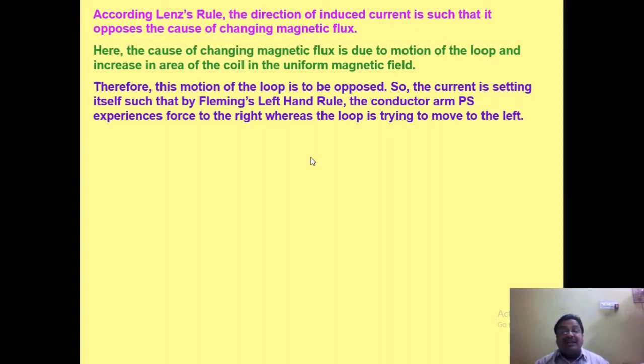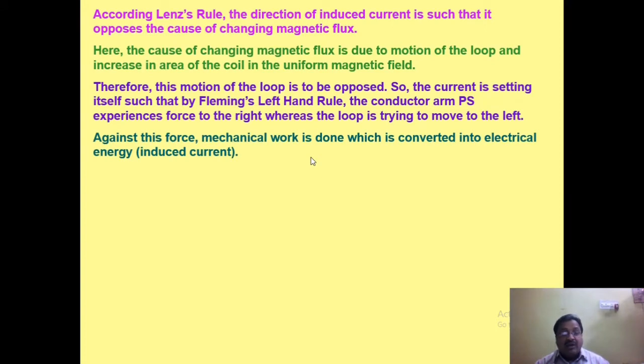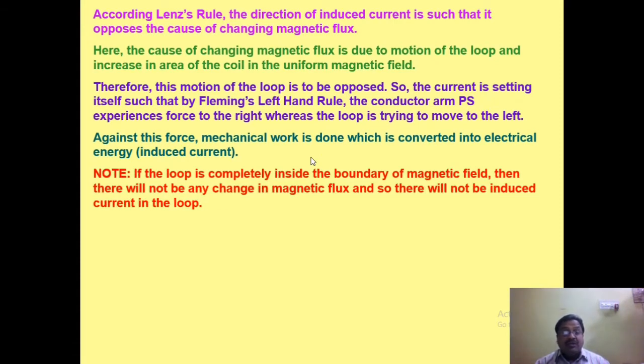So the current is setting itself such that according to Fleming's left hand rule, the conductor arm PS experiences a force to the right, whereas the loop is trying to move to the left, as already explained to you. Against this force, some work has to be done. Against the force experienced by it, some mechanical work is done, some energy is expended, which is converted to electrical energy in the form of induced current. So it is again on the basis of the law of conservation of energy.